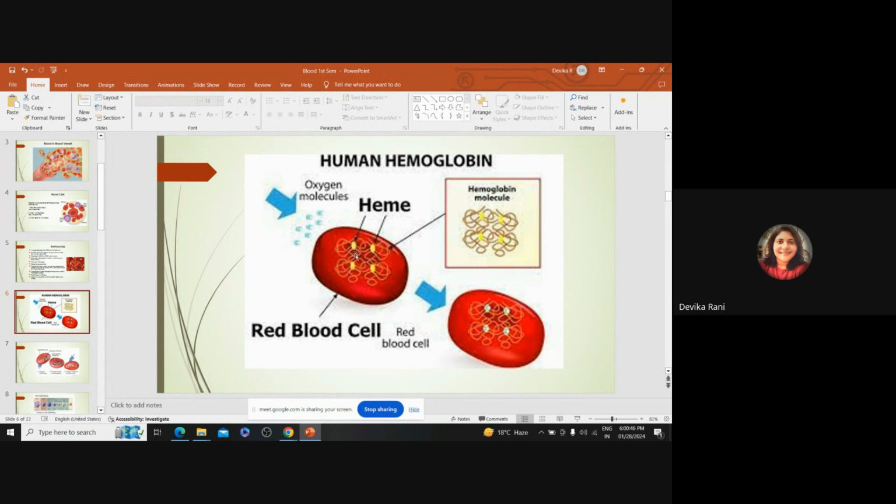So this is the molecule, the cell without the oxygen molecule, and once the oxygen comes in, if you see the blue one, which is above this, it has now gone into the hemoglobin.